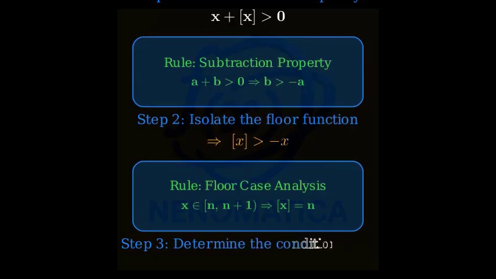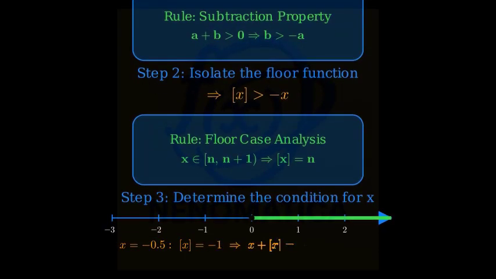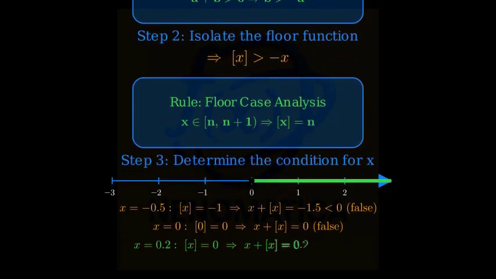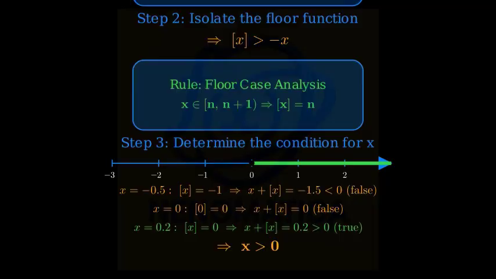Then, the step title. We will quickly test sample values and show a number line to see which side works. For x equals negative 0.5, the floor is negative 1, the sum is negative 1.5, not greater than 0. For x equals 0, the sum is 0, not greater than 0. For x equals 0.2, the sum is 0.2, greater than 0. Therefore, x must be greater than 0.